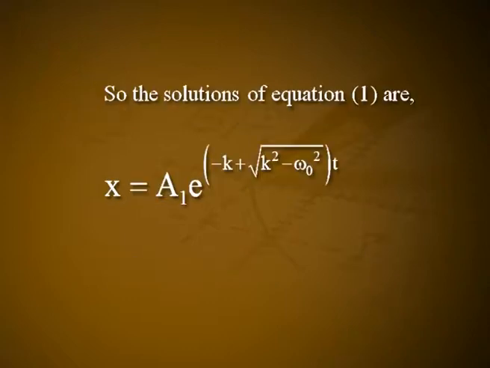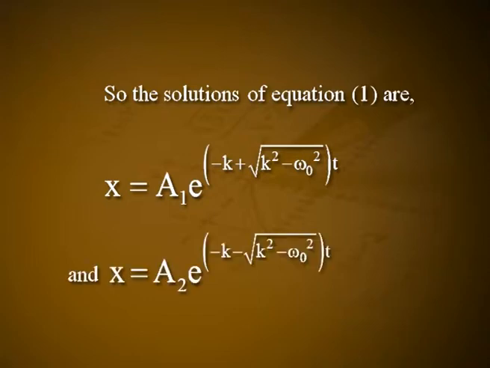So, the solutions of equation 1 are x equals a1 into e raised to minus k plus square root of k square minus omega naught square into t, and x equals a2 into e raised to minus k minus square root of k square minus omega naught square into t. The equation is a linear one and hence the linear sum of the two linearly independent solutions of the equation is the most general solution of equation 1.